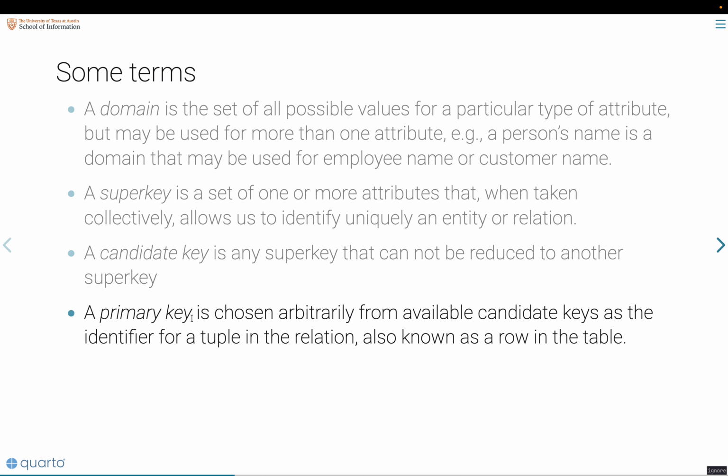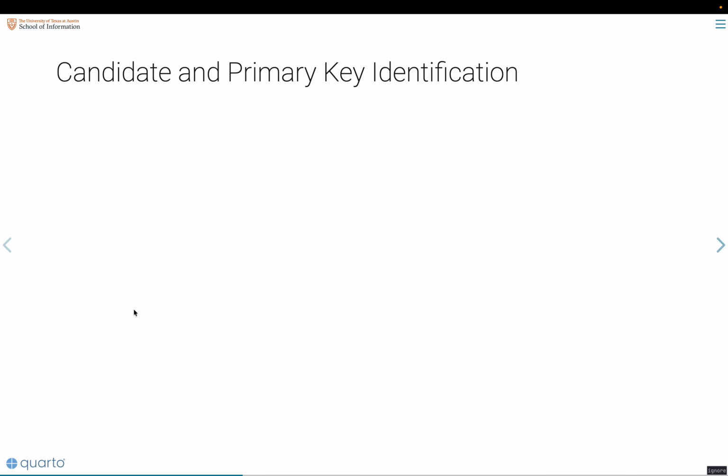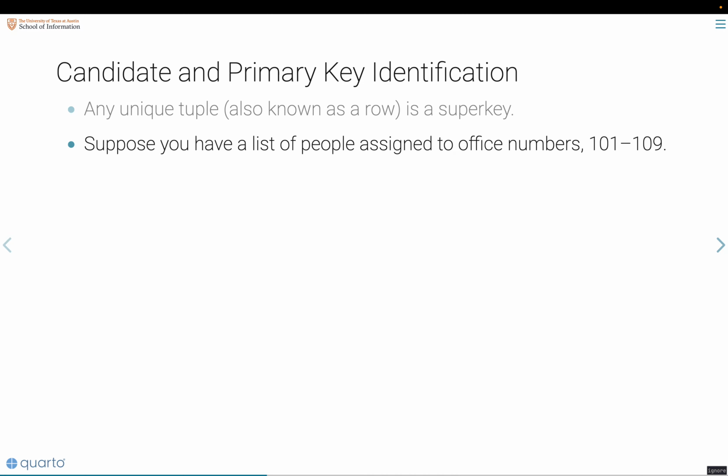A primary key is chosen arbitrarily from the available candidate keys as the identifier for a tuple in the relation, known as a row in the table. So if we have more than one candidate key that cannot be reduced to another superkey by subtracting columns from it, that candidate key can be the primary key. And if there's more than one of those candidate keys, any one of them can be the primary key. Anything that's unique is a superkey. So the whole row is typically unique, and some subset of the row may be unique.